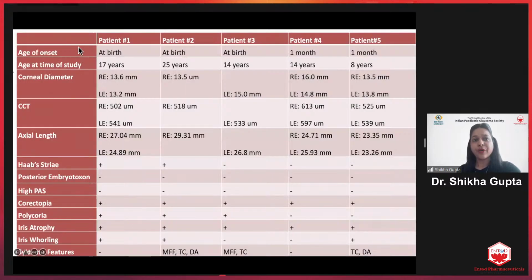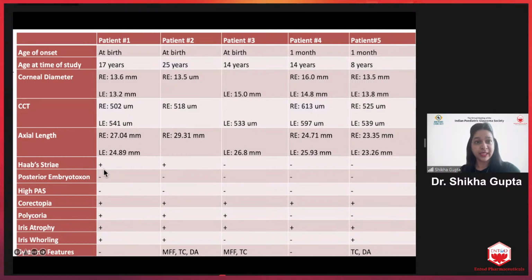So all of them had onset of glaucoma at birth. Now they were older in age at the time of examination. The corneal diameter was highly exaggerated, to the tune of 16 millimeters in patient number 4. CCT was almost normal except patient 4 again, who had a thickened cornea. The eyeballs were stretched, leading to increased axial length, up to 29 millimeters, suggestive of buphthalmic features, except for patient 5 who had an axial length in the borderline range.